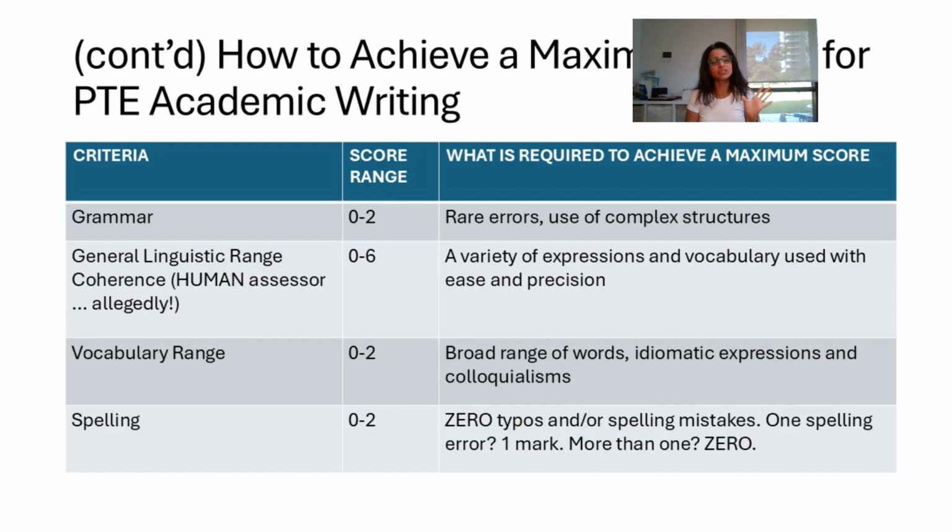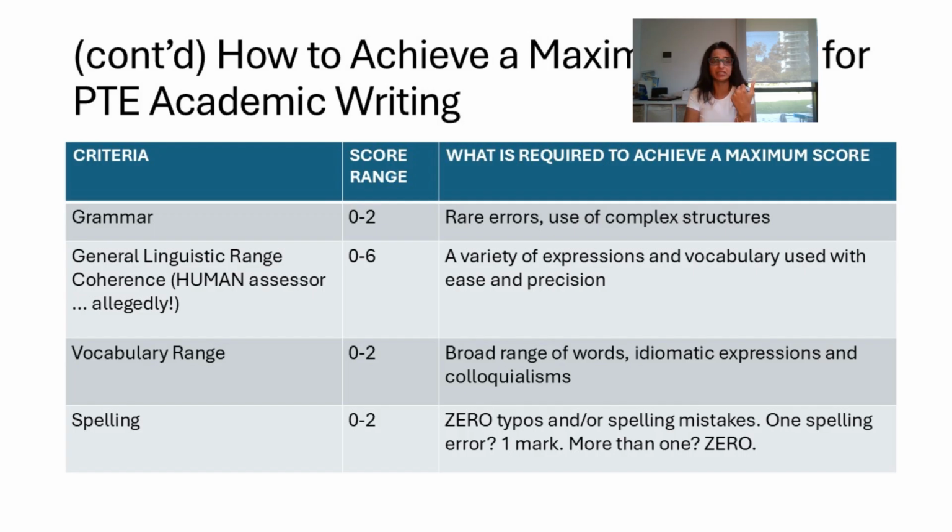Next, general linguistic range. Okay, so I don't know why I've written that coherence. That is clearly a mistake. You need to use a variety of expressions and vocabulary with ease and precision. What does that mean? So, the more natural sounding your English, the better. Okay, the higher the chance of you reaching that 6.